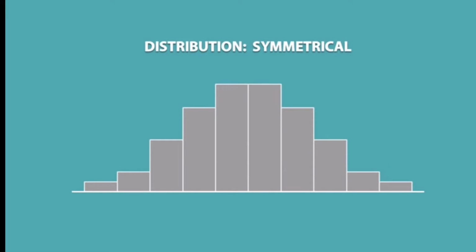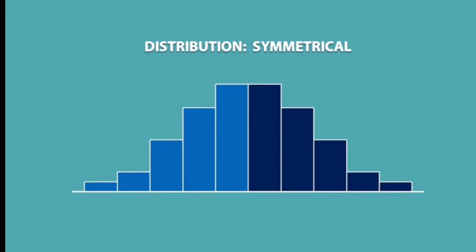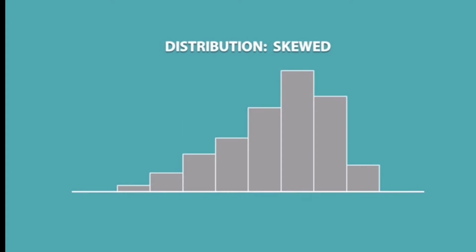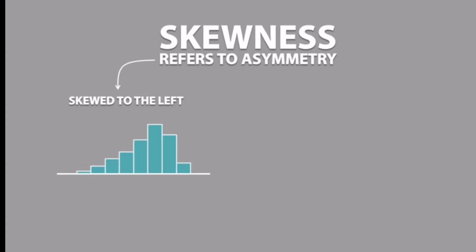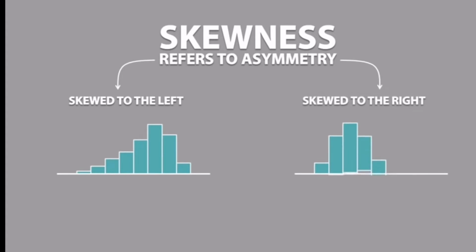A distribution is said to be symmetrical if it can be divided into two equal sides of the same shape. In contrast, this would be a histogram that is not symmetrical. This is classified as a skewed distribution. Skewness refers to asymmetry. We can have distributions that are skewed to the left, and we can have distributions that are skewed to the right.